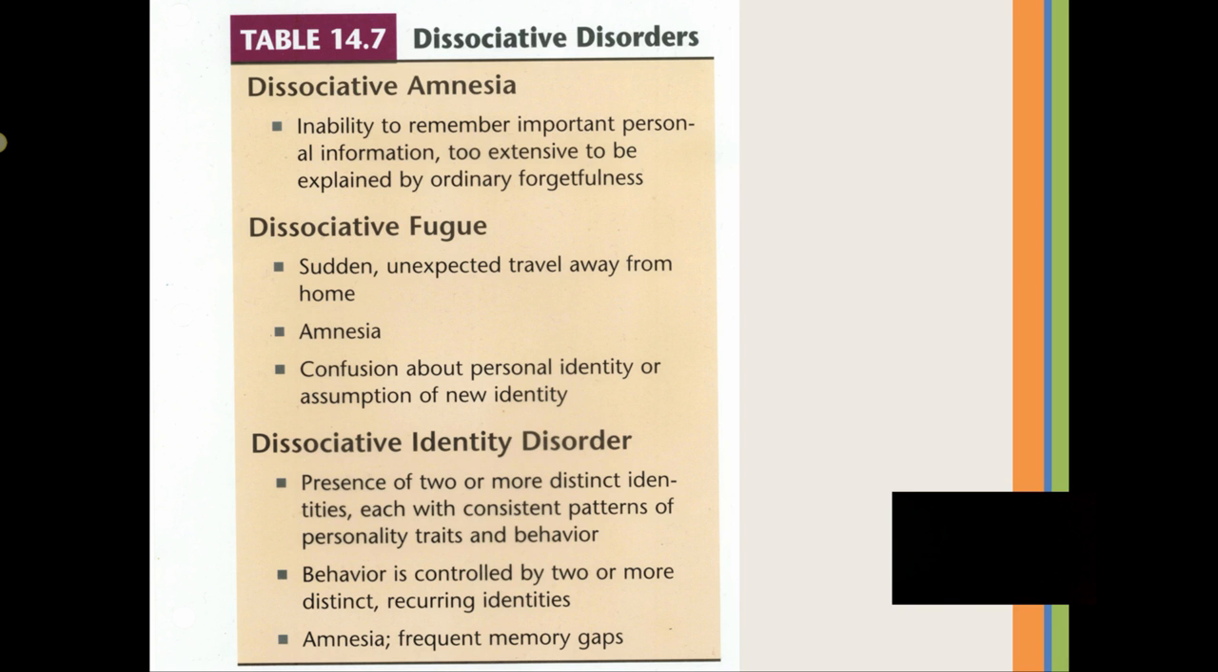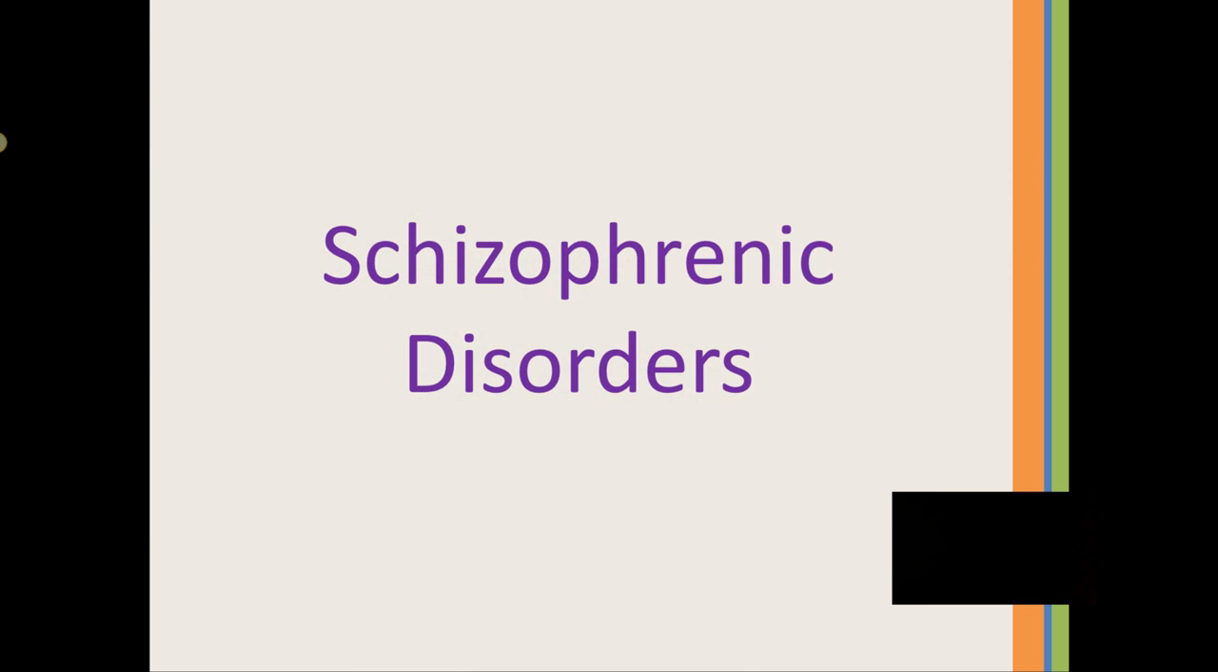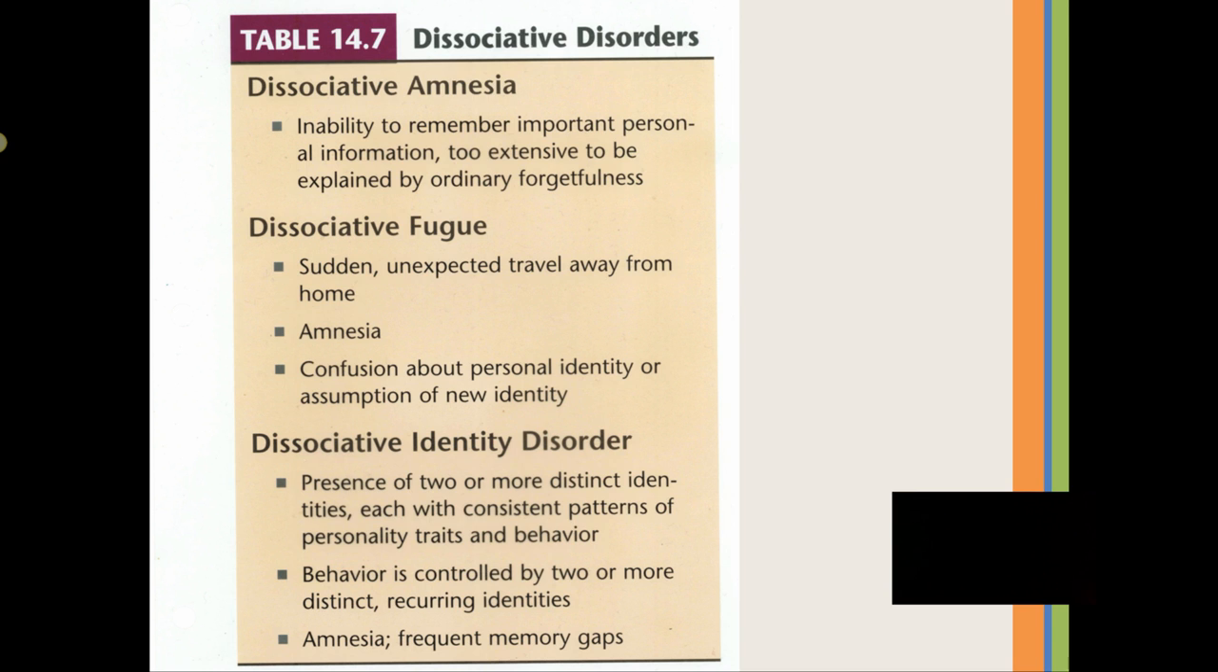Now, there's different types of dissociative disorders. We have amnesia, which we'll talk about, something called fugue, and then dissociative identity disorder, which used to be called multiple personality disorder. So let's go back to amnesia.